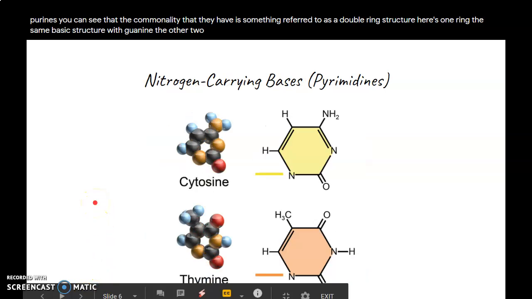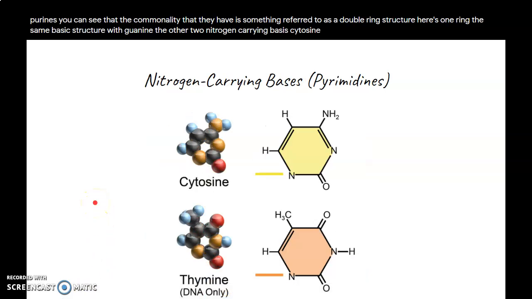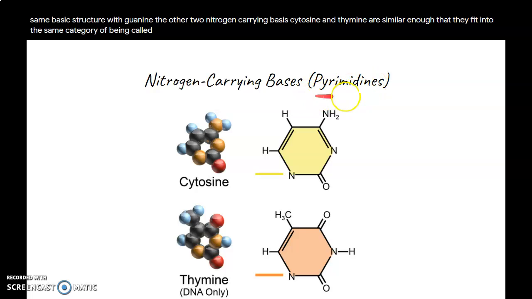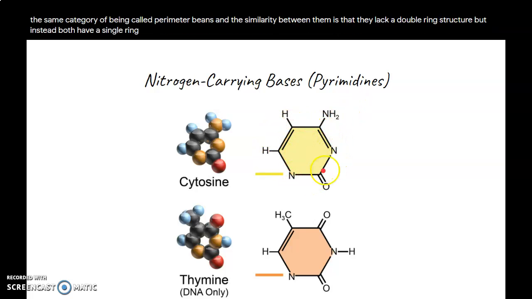The other two nitrogen-carrying bases, cytosine and thymine, are similar enough that they fit into the same category of being called pyrimidines. And the similarity between them is that they lack a double ring structure, but instead both have a single ring structure.